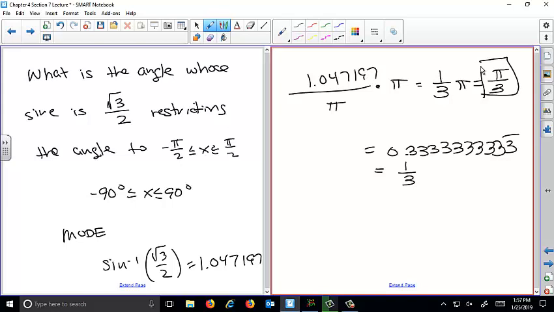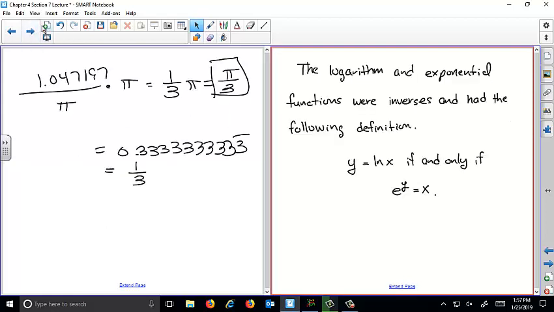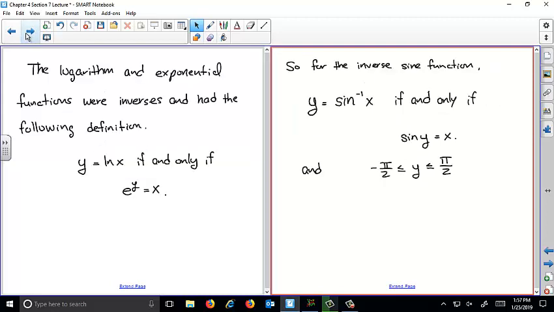So that's one thing that we're going to do a lot of, converting the decimal numbers you get out of your calculator into some fraction of pi. And why am I doing that? Well, one reason is that it allows you to not have to memorize the unit circle. So, we already talked about that.